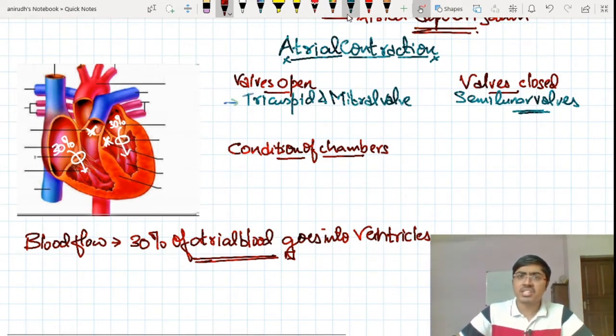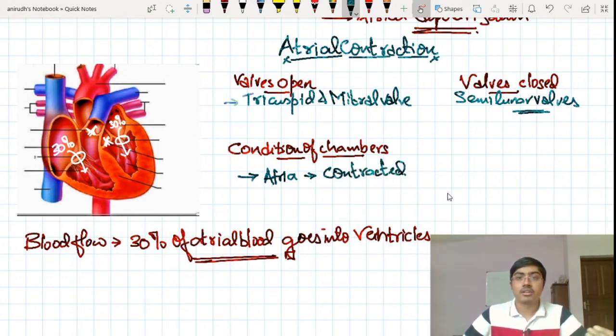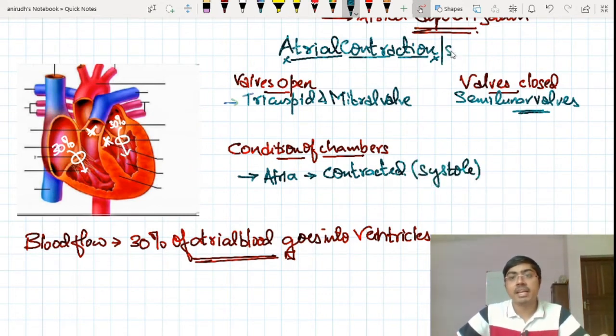Okay, what is the condition of the chambers? It is very easy to conclude that both atria together, the plural of atrium, are contracted. So that is atrial contraction, which I can write as systole. So the other name for this will be atrial systole.